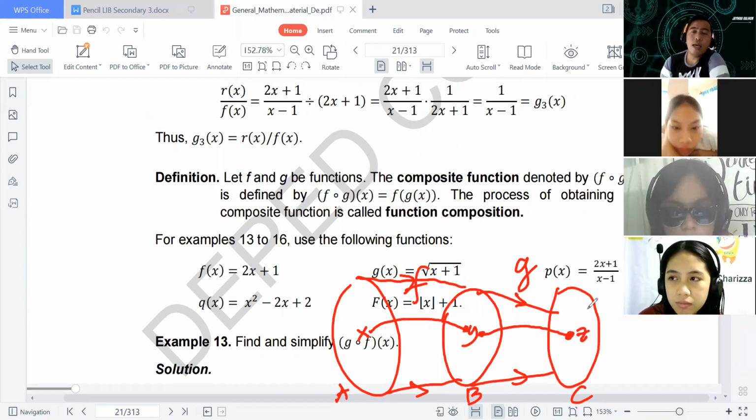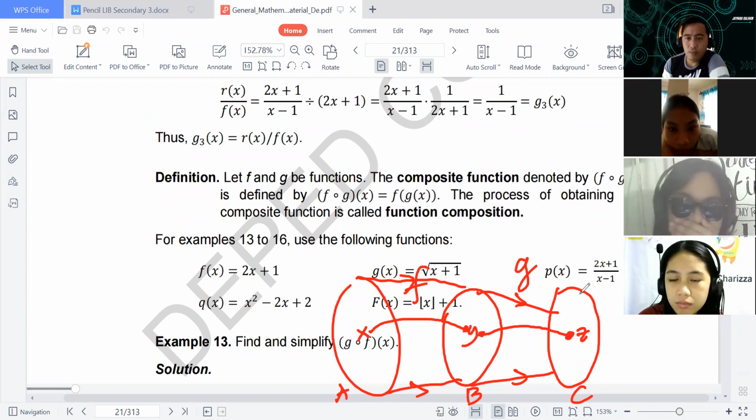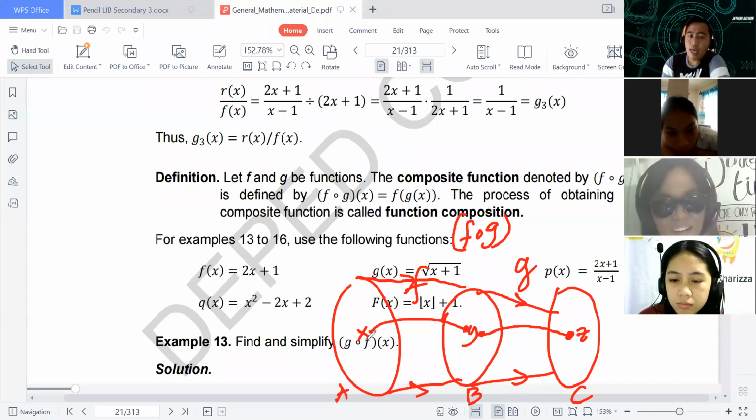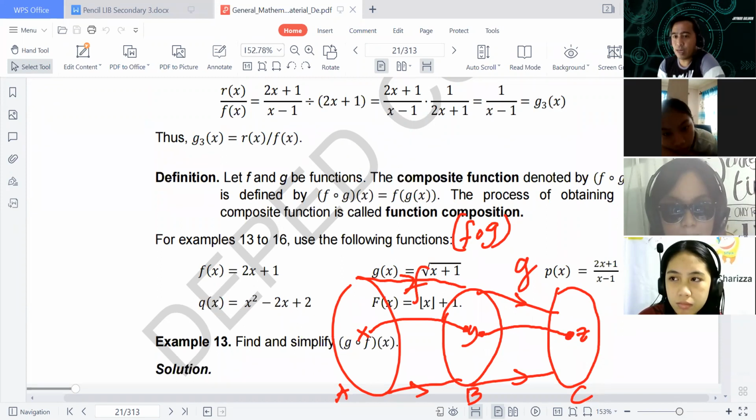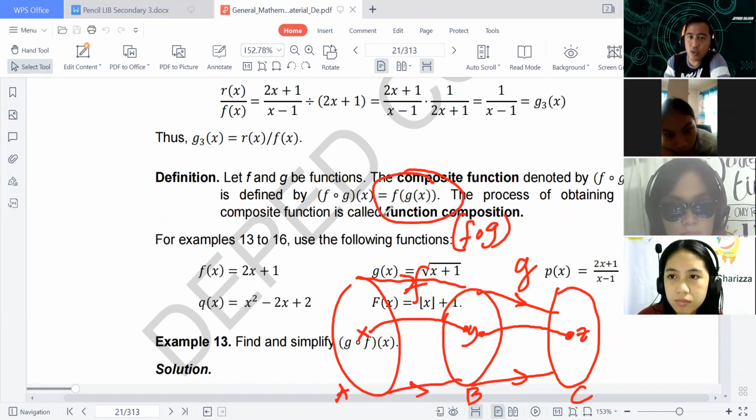So it seems like two functions are invoked. So if you are going to perform the composition of two functions, the domain is the A, the domain of f, and the codomain is the codomain of g. So it is like performing one function twice. And it is defined using this one.